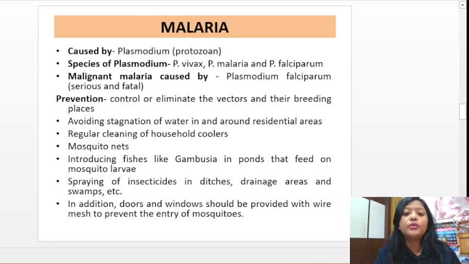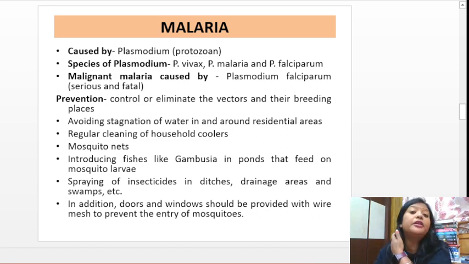Next is malaria. So what is the causal organism of malaria? Plasmodium. It's a protozoa. Remember this. There are many types of Plasmodium: P. vivax, P. malariae, and P. falciparum. Among these three, Plasmodium falciparum is the most dangerous and fatal one. P. vivax is not so fatal like Plasmodium falciparum, but it's also a dominant species for causing malaria.